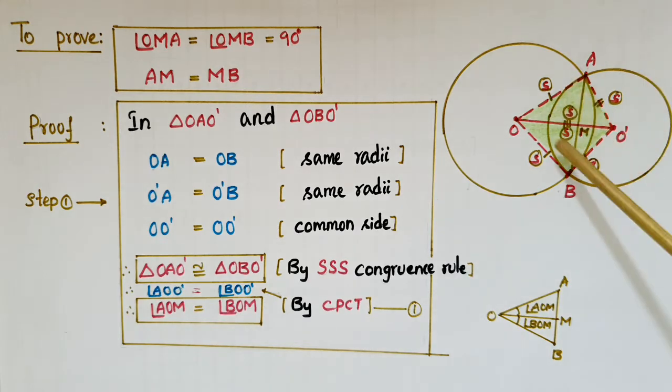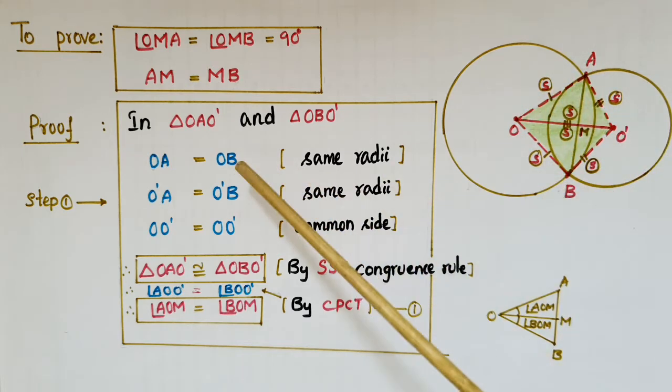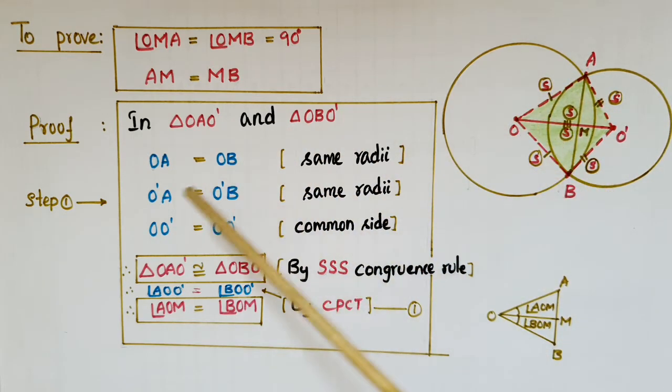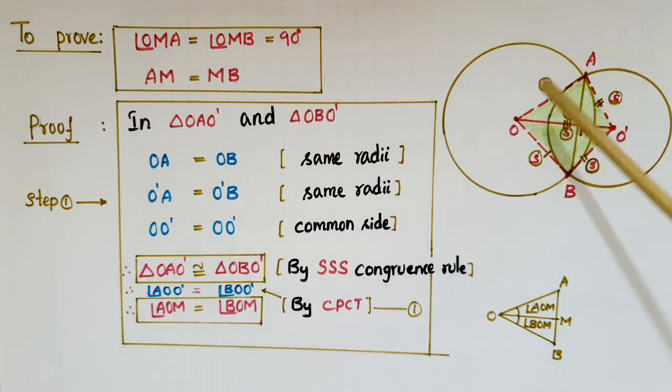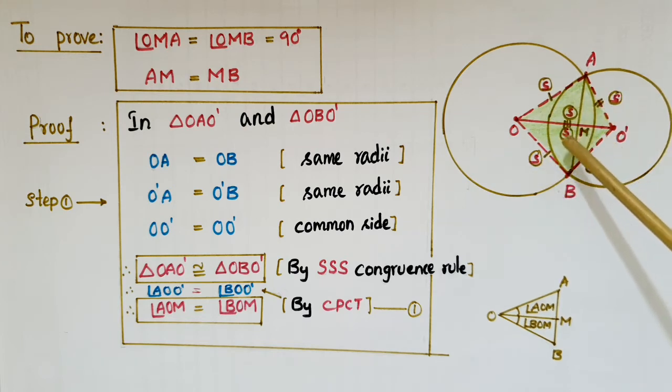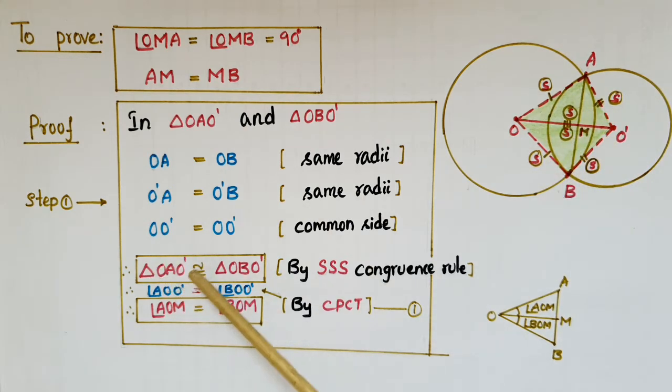Take these two triangles now. In triangle OAO dash and triangle OBO dash, OA is equal to OB, radii of the same circle, and O dash A is equal to O dash B, these two are radii of this circle, so those are the same. And OO dash is the common side of these two triangles. So sides of this triangle are equal to sides of this triangle. So triangle OAO dash is congruent to triangle OBO dash by SSS congruence rule.